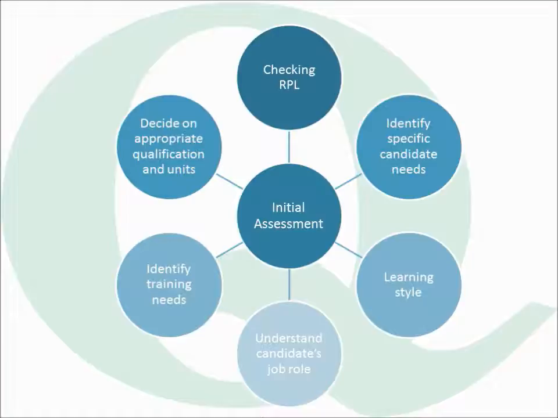Understand the candidate's job role. By having a conversation with the candidate, you can identify what their actual job is and the activities and tasks they carry out as part of this role. This will then help you with selecting the right qualification and level, and also the optional units which would be most applicable for them to take.